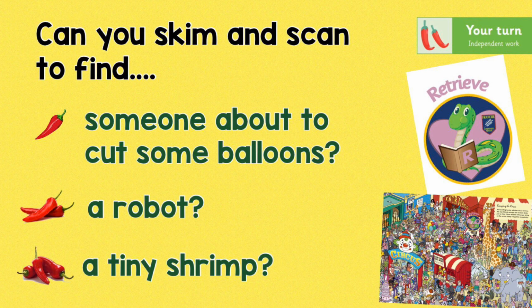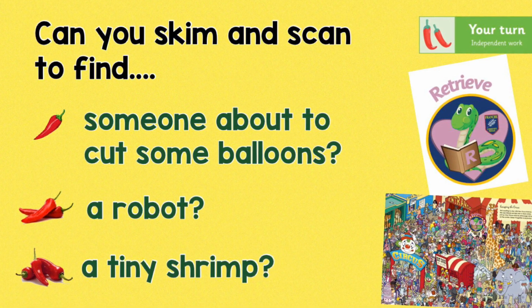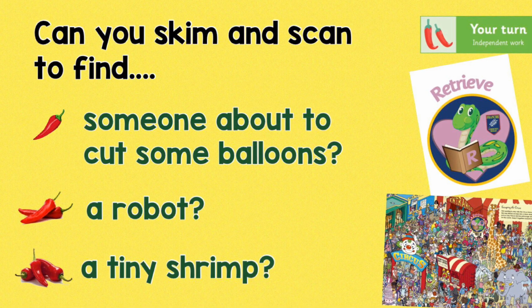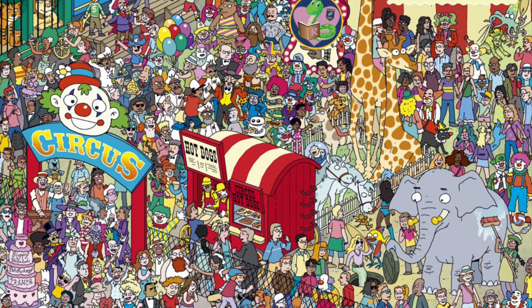For 1 chili, someone about to cut some balloons. For 2 chili, a robot. And for 3 chili, a tiny shrimp. That one's very difficult to spot. You might need to zoom in if you're on a small device to look really, really closely. Have fun, see if you can spot those things by skimming and scanning across the page.